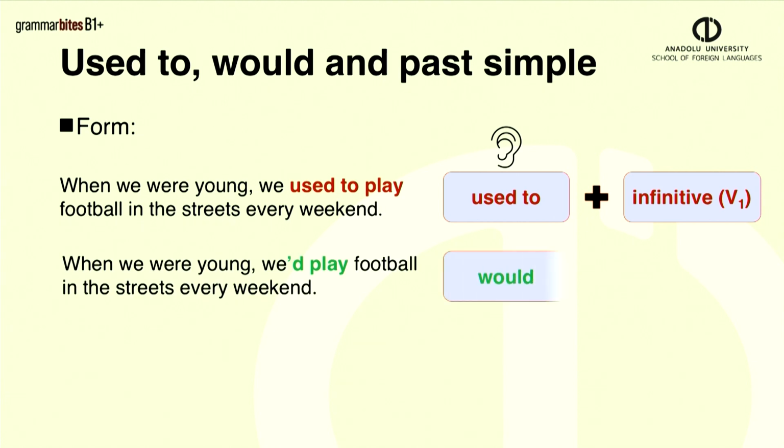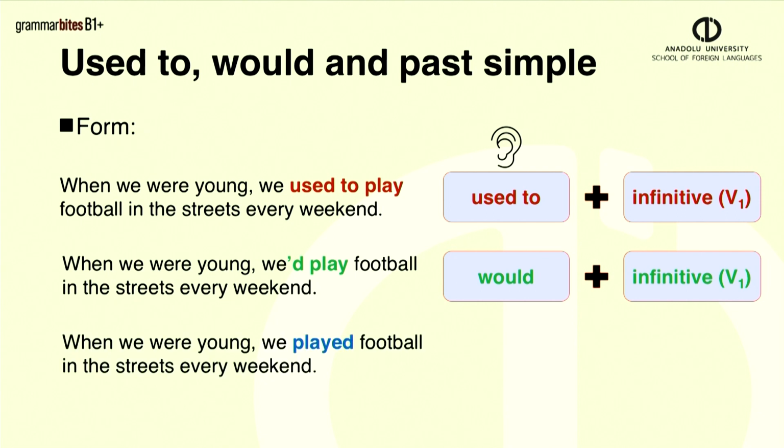Would is also followed by the infinitive. Often this is shortened to just apostrophe D. We would play, we'd play. And the past simple tense follows normal past simple rules, regular verbs ending in ed, irregular past forms, etc. Now let's look at the rules that show when we can use these.